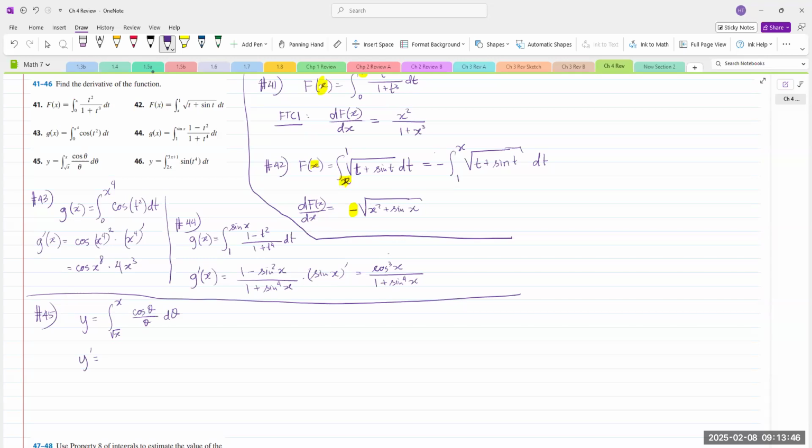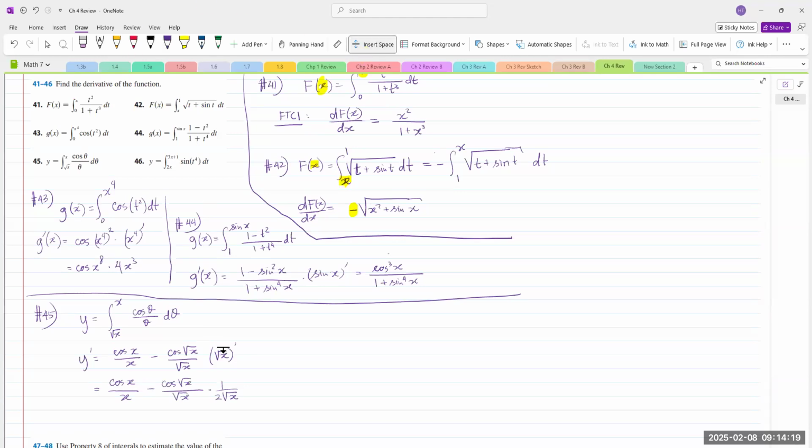You replace, right? You get cosine x over x minus cosine square root of x over square root of x, multiplied by the derivative of square root of x. Just for the second term, this becomes cosine x over x minus cosine square root of x over square root of x times 1 over 2 square root of x.